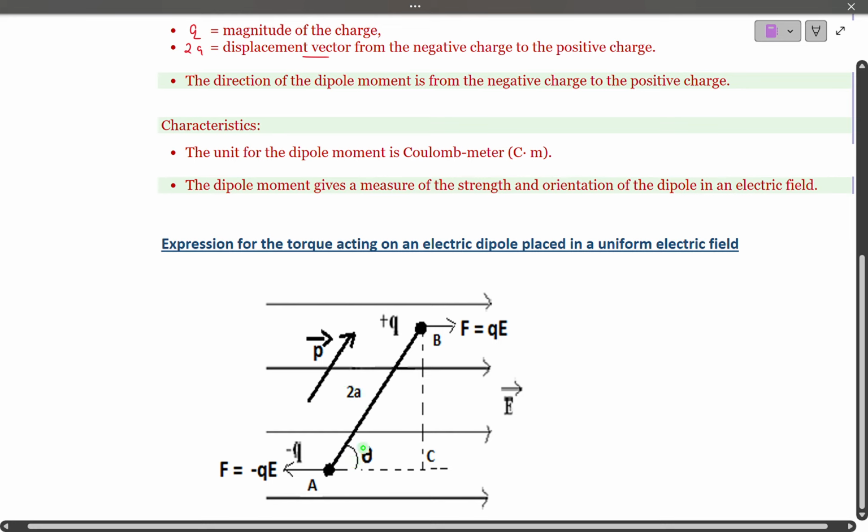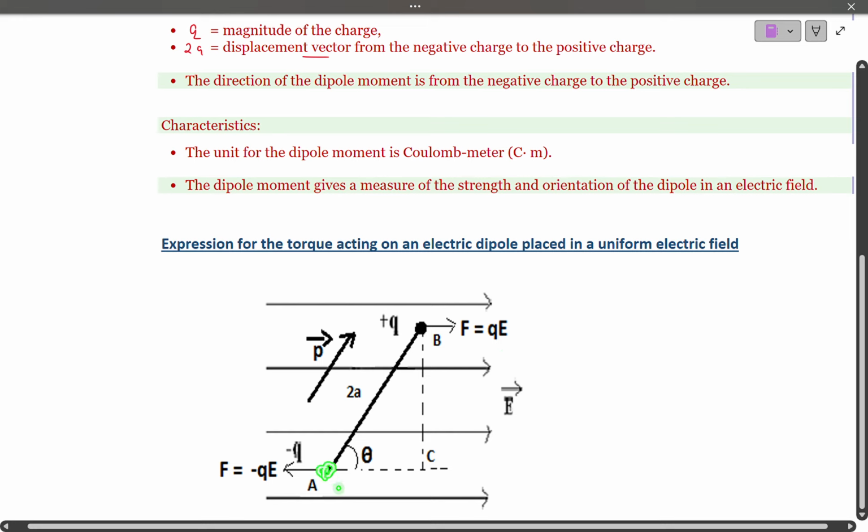So this is the electric dipole, and it makes an angle theta with the uniform electric field. And this is the perpendicular distance from the electric field to one end of the dipole. You can see this F represents the force acting on one end of the dipole when it is placed in a uniform electric field. So the force acting on the positive charge is F equal to QE. Force is the product of charge and electric field.